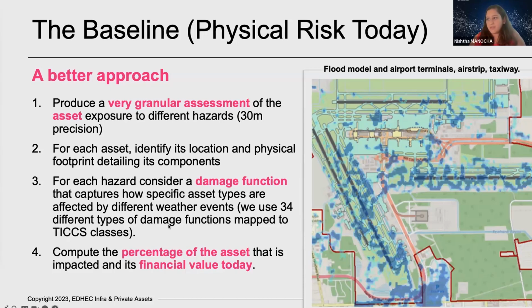in our insights from damage functions. Now, damage functions are based on civil engineering principles and engineering design that tell you for a certain level of hazard, what would its corresponding damage be. So we have damage functions for different types of infrastructure assets for different weather events. In total, we use about 34 different types of damage functions mapped to individual TICS classes to bring these insights on physical risks. And with all of this, we can compute the percentage of assets that is impacted and the financial value that is impacted today.